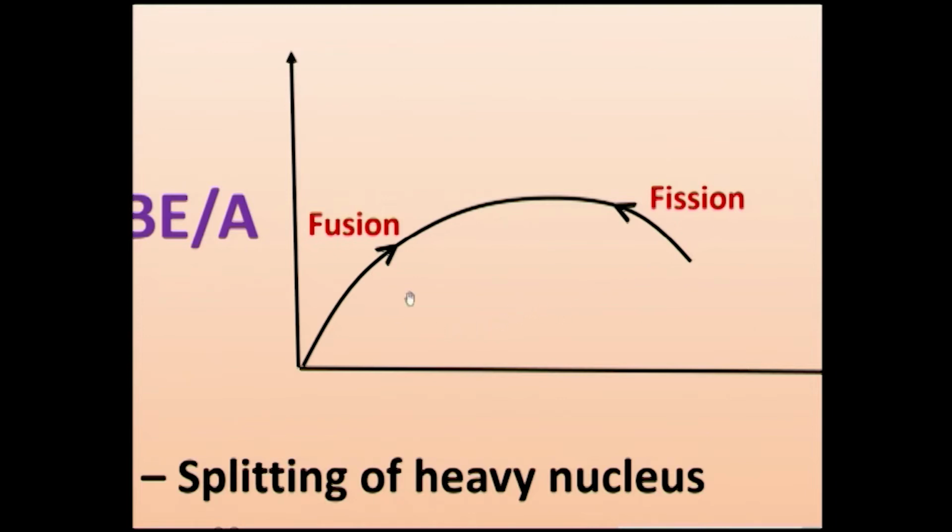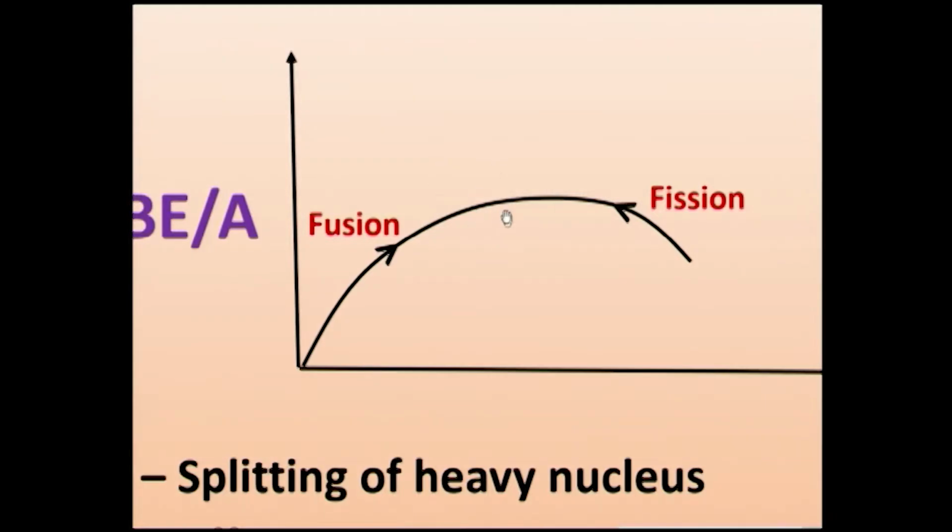Now here we talk about fission and fusion. When you talk about fission, because these nuclei are already unstable, they will have a tendency to split because of the Coulomb repulsion, and the heavy nucleus behaves like a liquid. This comes under the liquid drop model.